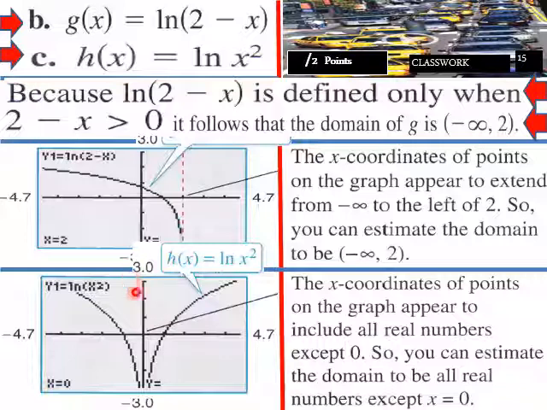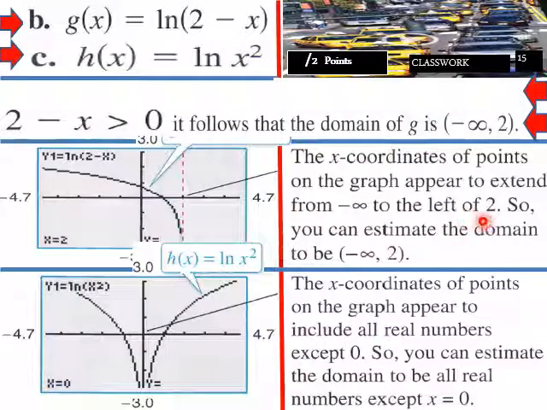So your vertical asymptote here is the y-axis. So you can estimate the domain to be all real numbers except x equals 0. So you have two parts of this graph, on the positive side and on the negative side here. And they come together here at the y-axis, basically, is what's happening here, natural log x squared.